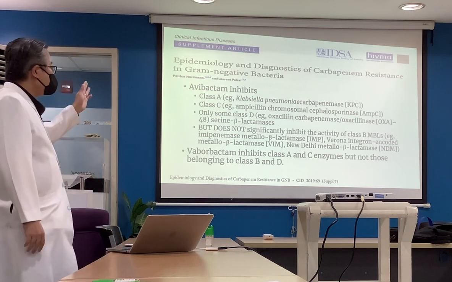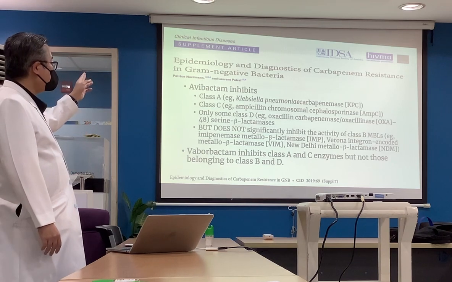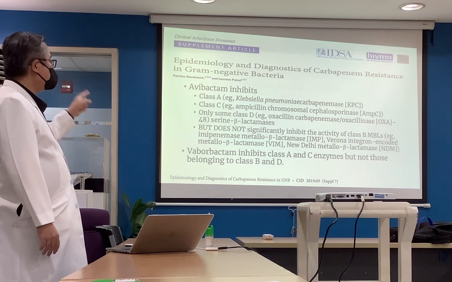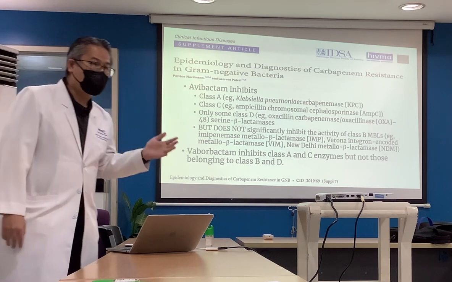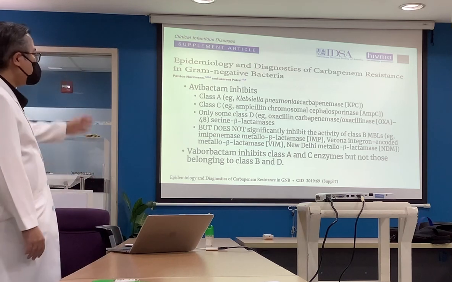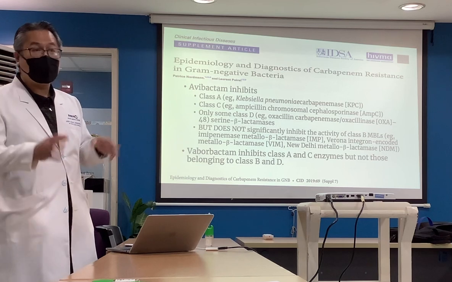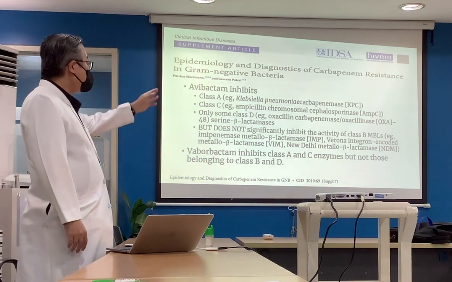Now, this is just mentioned again, it's another way of saying that avibactam inhibits A, C, some D, but does not significantly inhibit MBLs or the class Bs. Here, I just wanted to show what the different class B MBLs are, because it might get confusing. So what are they?